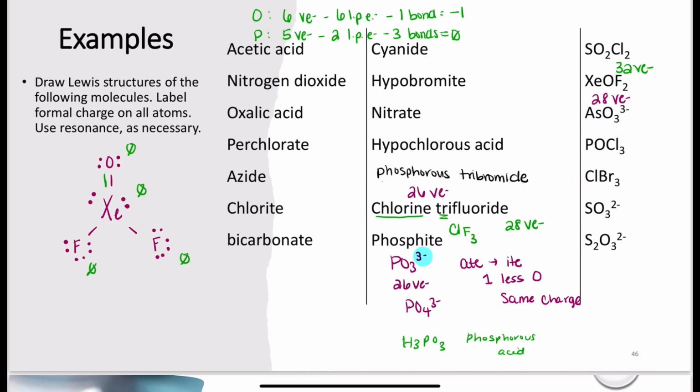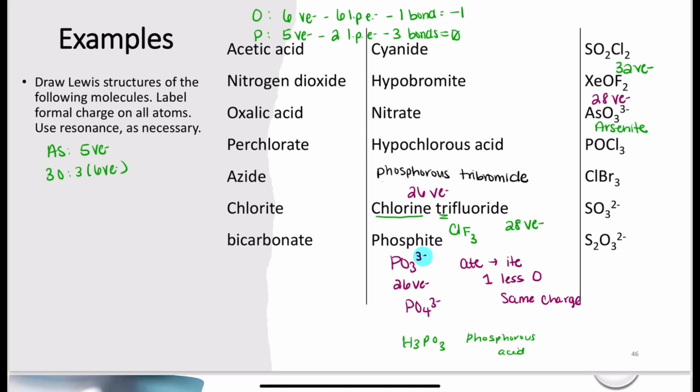What about AsO3 3-? What is that called? Well, if I think about it, arsenic is right below phosphorus on the periodic table, and I know phosphite is PO3 3-, so this must be arsenite, AsO3 3-. As has 5 valence electrons, 3 oxygens is 3 times 6 valence electrons, and 3 extra valence electrons for that -3 charge. 3 times 6 is 18, plus 5 is 23, plus 3 more is 26 valence electrons.